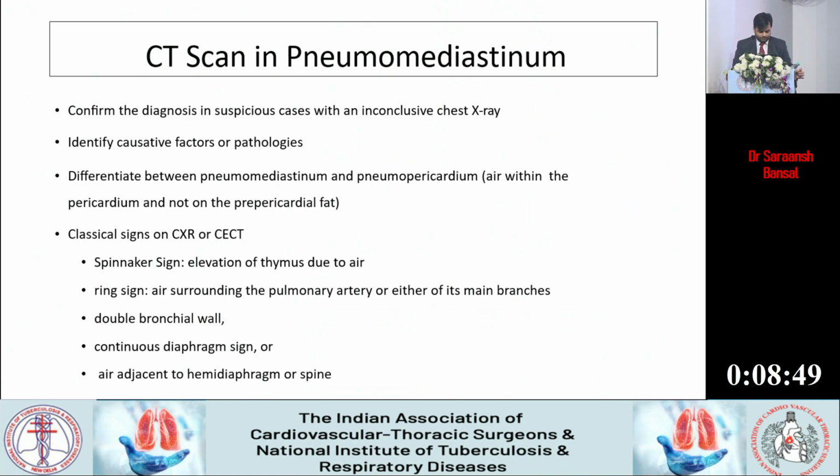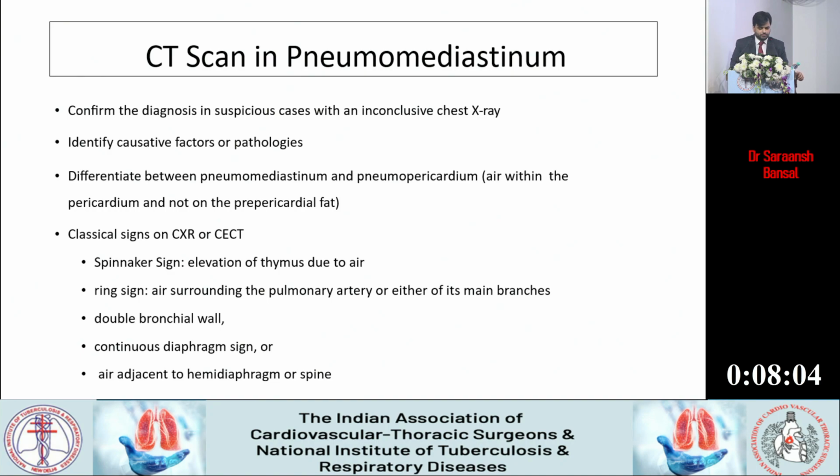A CT scan in a pneumomediastinum is vital to confirm the diagnosis in suspicious cases or in patients who have an inconclusive chest X-ray. It identifies all secondary causes, whether it be in the GI tract, in the thorax, or anywhere in the mediastinum. It also helps us to differentiate between a pneumomediastinum and a pneumopericardium. The classical signs are a Spinnaker sign, which is elevation of the thymus due to the air. There's another sign called the ring sign, which is air surrounding the pulmonary artery or either of its branches. Then there's a double bronchial wall sign or a continuous diaphragm sign, where air is seen adjacent to the hemidiaphragm or spine.